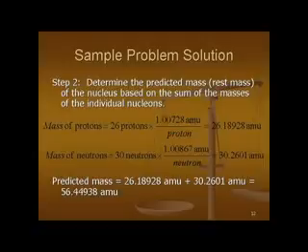Once we know the total number of protons and the total number of neutrons, we can move on to step 2. And here we're going to determine the predicted mass, which is sometimes called the rest mass, of the nucleus based on the sum of the masses of the individual nucleons.